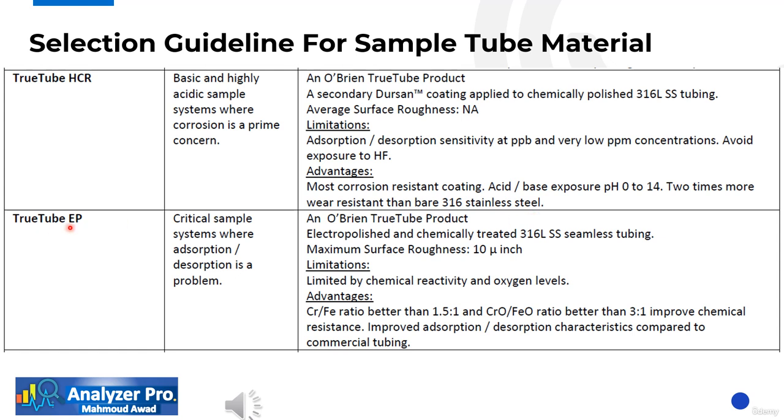TrueTube EP. This is used at critical sample systems where adsorption and desorption is a problem. Electropolished and chemically treated 316 stainless steel seamless tubing. Maximum surface roughness is 10 microinch. Limited by chemical reactivity and oxygen levels. Its advantages are that the chromium-iron ratio is better than 1.5 to 1 and the chromium oxide-iron oxide ratio is better than 3 to 1. This leads to improved chemical resistance, improved adsorption and desorption characteristics compared to commercial tubing.